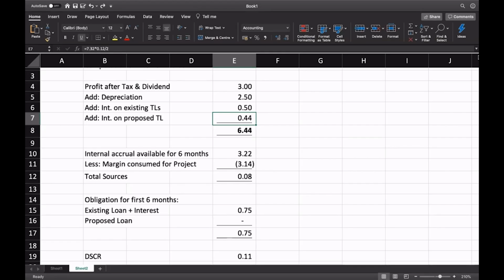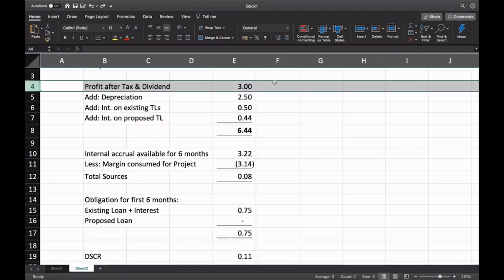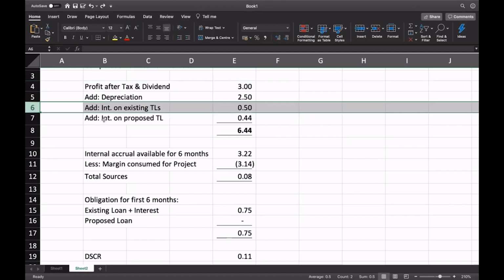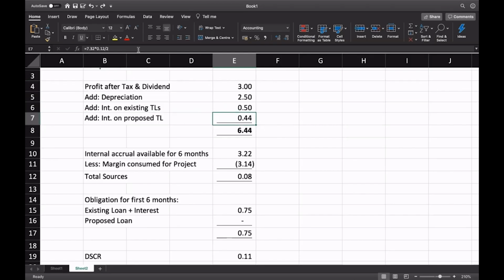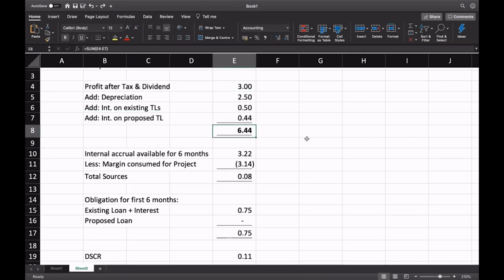But the reason why I have taken this interest on proposed term loan is that we started with profit after tax and dividend estimated for the year, that is, for the full year. So in that process, the interest on existing term loan, and here if you notice this figure, I have calculated like this, 7.32 into 12% divided by 2. It means I've taken only 6 months. So this 6 months interest would have been deducted while arriving at this profit after tax, which ideally we should add back now. So it makes sense to add back. So 6.44 is the annual position, and this is the 6 months position.